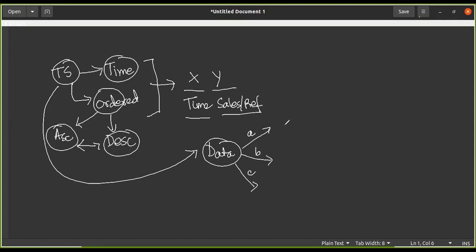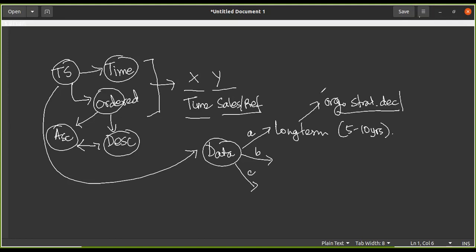Case A is where I have use cases with plans to do long-term forecasting, right? So my forecasting is going to be for something like 5 to 10 years of span. This is usually going to happen, as we saw, when any kind of organization is going to make strategic decisions. So this is a use case where we will need to make a prediction, or do an estimation or forecasting of the next 5 years.